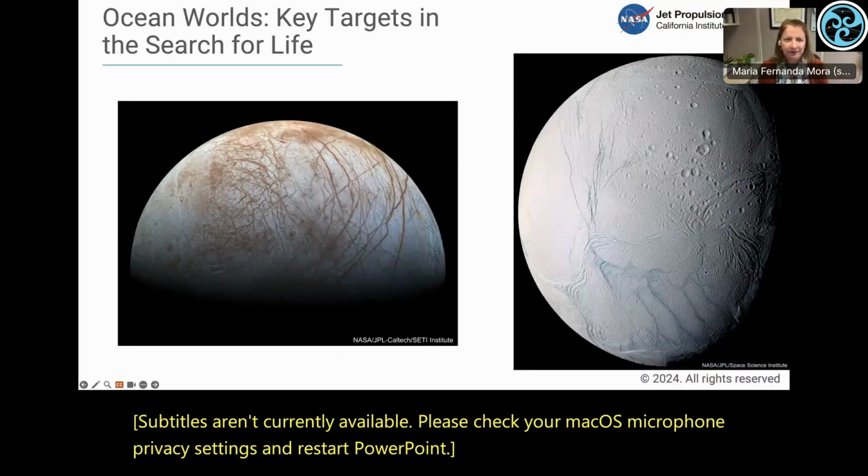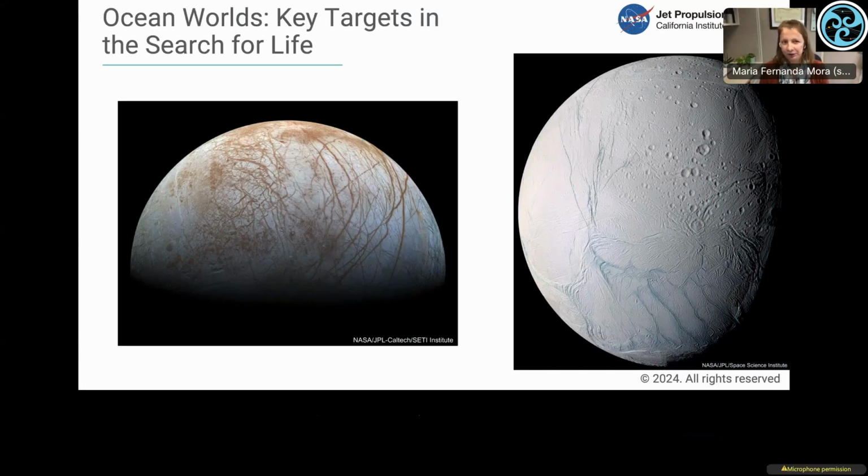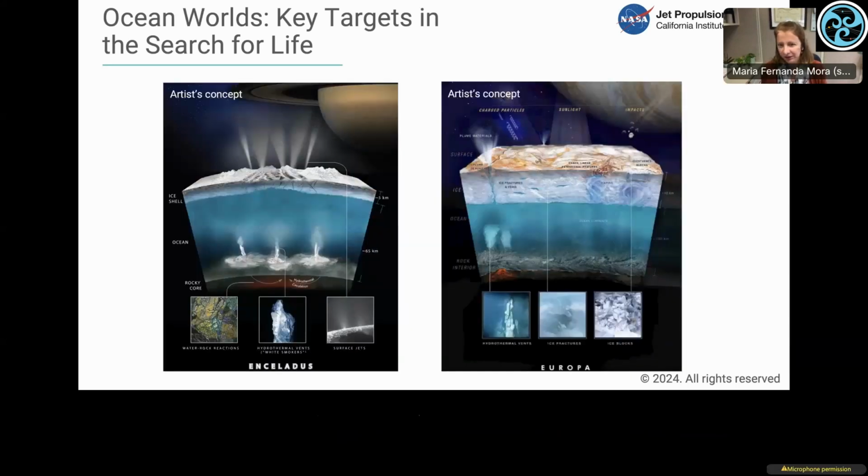So very briefly, because I think everybody connected here knows that we are very interested in going to ocean worlds in the next, I don't know, decades, Europa and Enceladus, because they have liquid water and all of the elements that you will need for life to evolve. So we really want to go to these places and do analysis and try to find evidence of life.